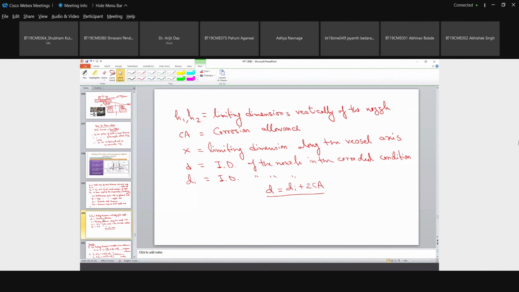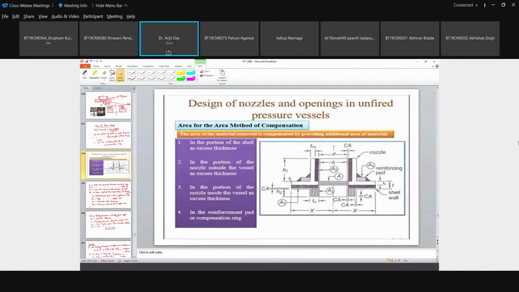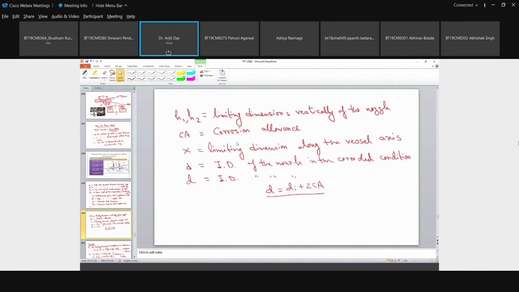H1 and H2 are the limiting dimensions, the lifting dimension vertically of the nozzle. So this should be the height or length of the nozzle, on the outside of the nozzle and the inside of the nozzle. So that is the limiting H1 and H2. You cannot increase the length. Then CA is the corrosion allowance, whatever.